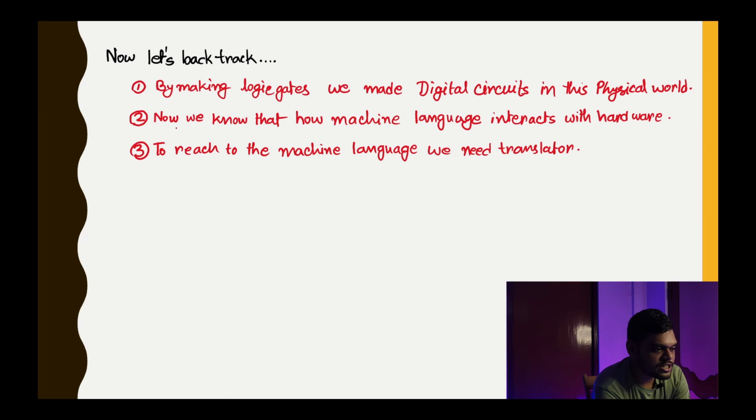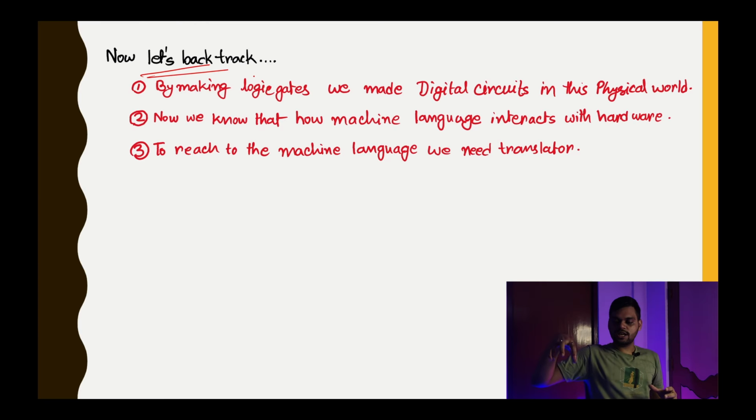So now let's backtrack. We have logic gates existing in the physical world. Now we can work with digital circuits. If we can work with digital circuits, the machine language will interact with the digital circuit easily, and through a translator in between us and the computer, the machine language can be transferred into the programming language, and vice versa. So this is the entire process of how we are talking to the computer.